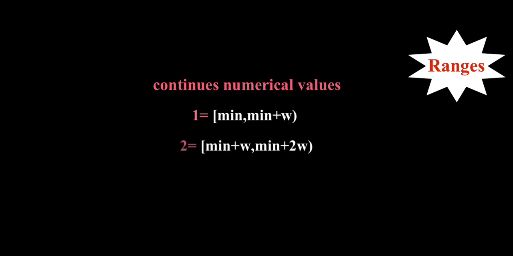But if we have continuous numerical values, the ranges can be found as follows. The first range will start with the minimum. It will end with minimum plus W, excluded. The second will start with minimum plus W included, and end with minimum plus 2W excluded, and so forth.